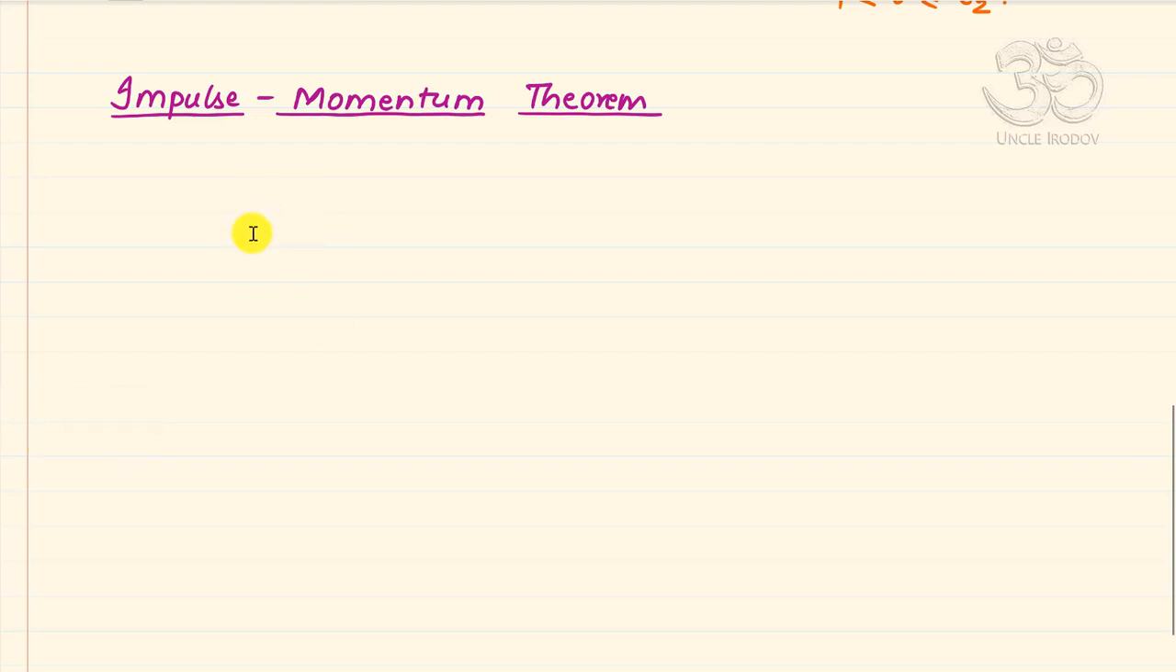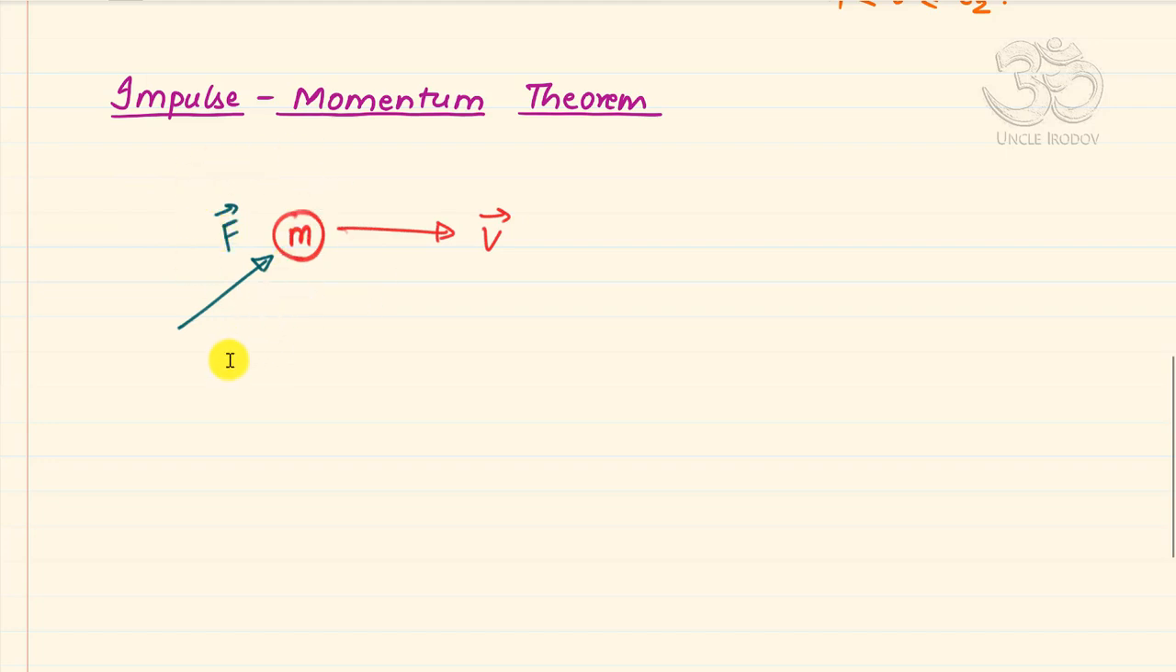Now it says that if there is an object of mass m, suppose there is an object of mass m that is moving with some velocity v, like this, to the right hand side, and there is some force acting on this object. Maybe the force is acting like this, F, and this F is the resultant of a large number of forces which are acting on this object.